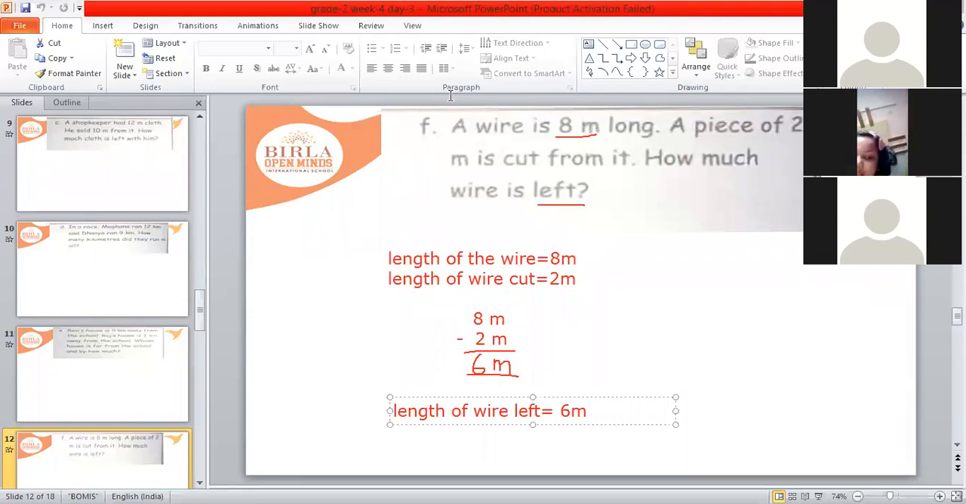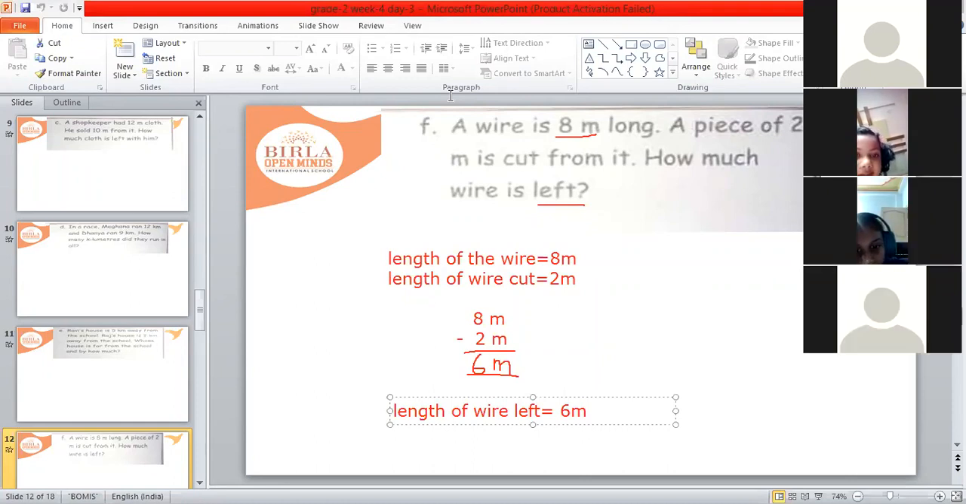Yes, P. Kartika. Huh? P. Kartika, you need to unmute yourself if you want to speak something.